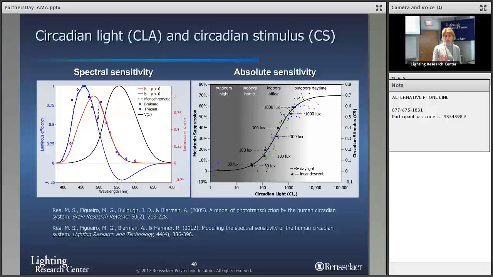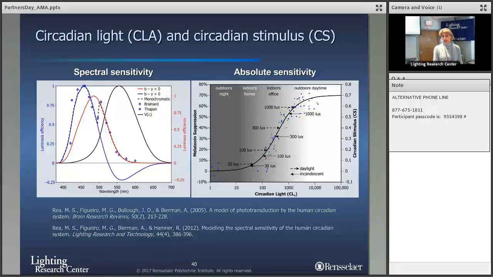So here is putting those 2 ideas together. We have the spectral sensitivity here on this graph, where you have 2 functions. One is the function for when your B is greater than your Y, so it would be more for cooler light sources. This is the function where your B is less than your Y, and that would be more for warmer color light sources, and that's really a pure melanopsin response in that case. And this is your photopic luminance efficiency function, so clearly you see that lux levels are not the right units to be used for the circadian system.